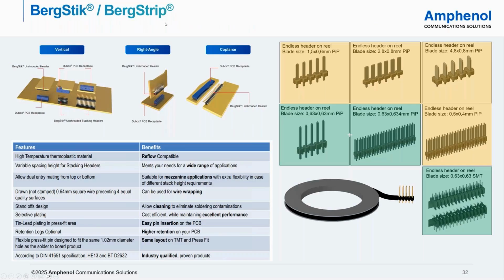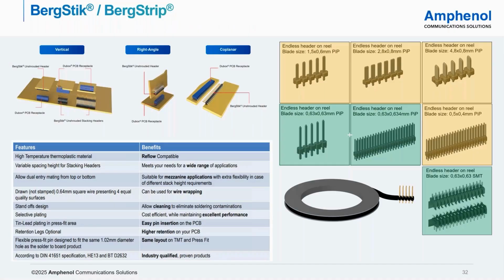We have also the Berg strip. This is endless, so we call that an endless process, where we have a molding process where we actually make around 30,000 housings on one reel, where we stitch in the contacts afterwards into that housing. You have a contact interface of 0.63 contacts for pin and paste. We have also a version for SMT, but also the orange ones are not tooled yet, but these are also possible in an endless process.